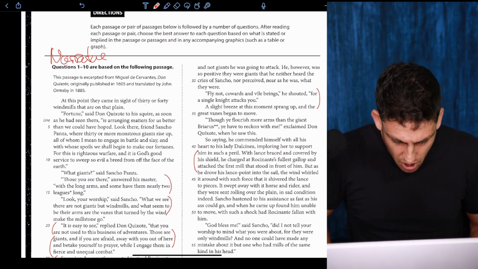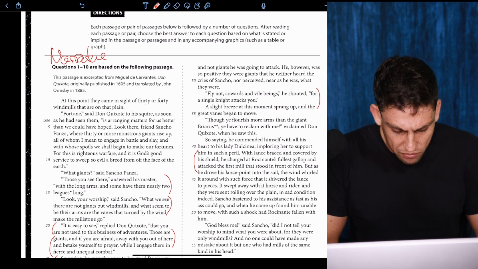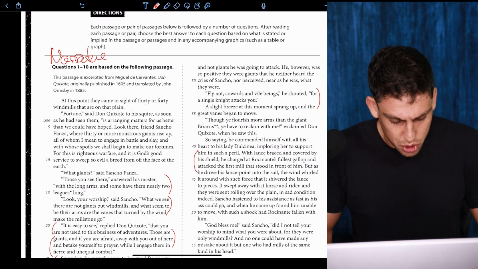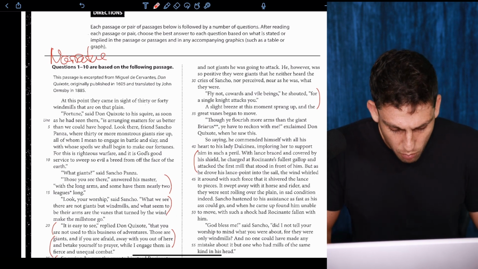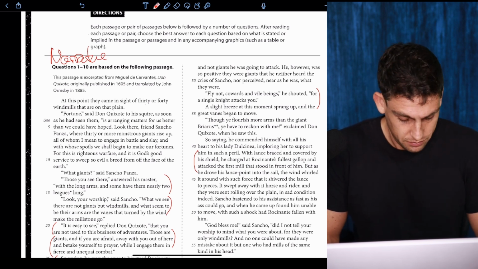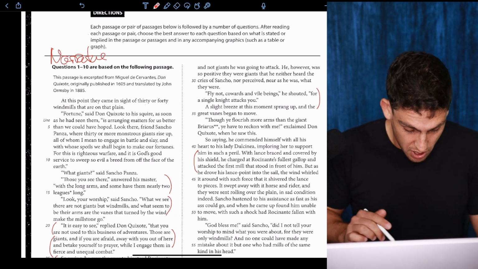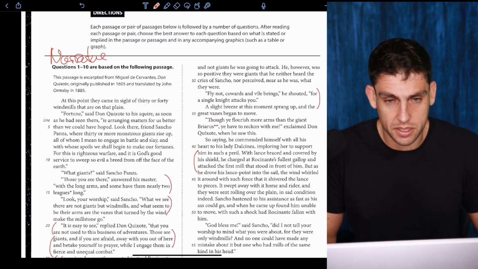"For this righteous warfare and its God's good service to sweep so evil a breed from off the face of the earth." Okay, whatever. Let's keep going. "What giants?" said Sancho Panza.